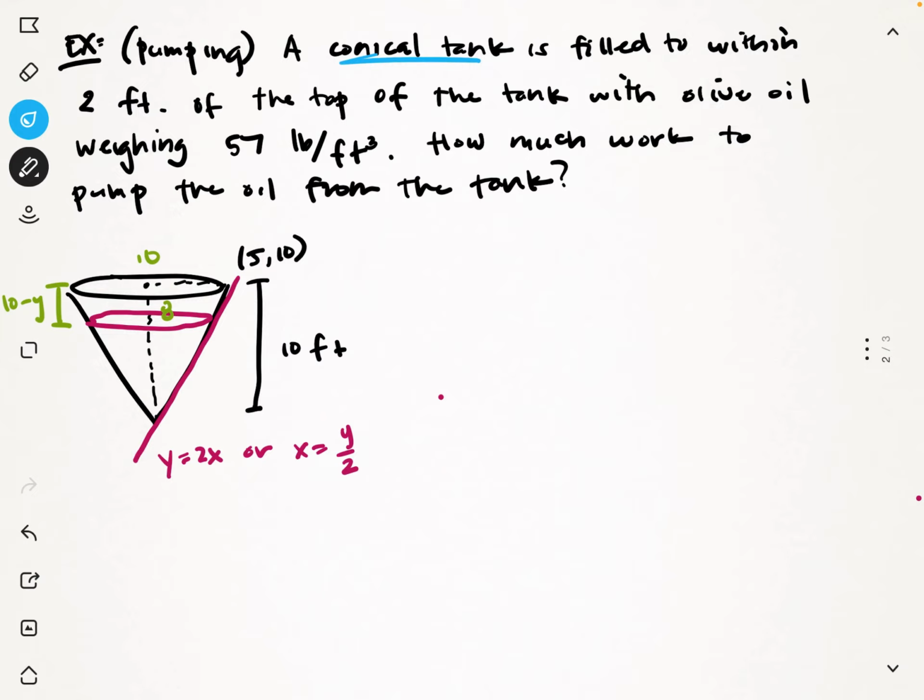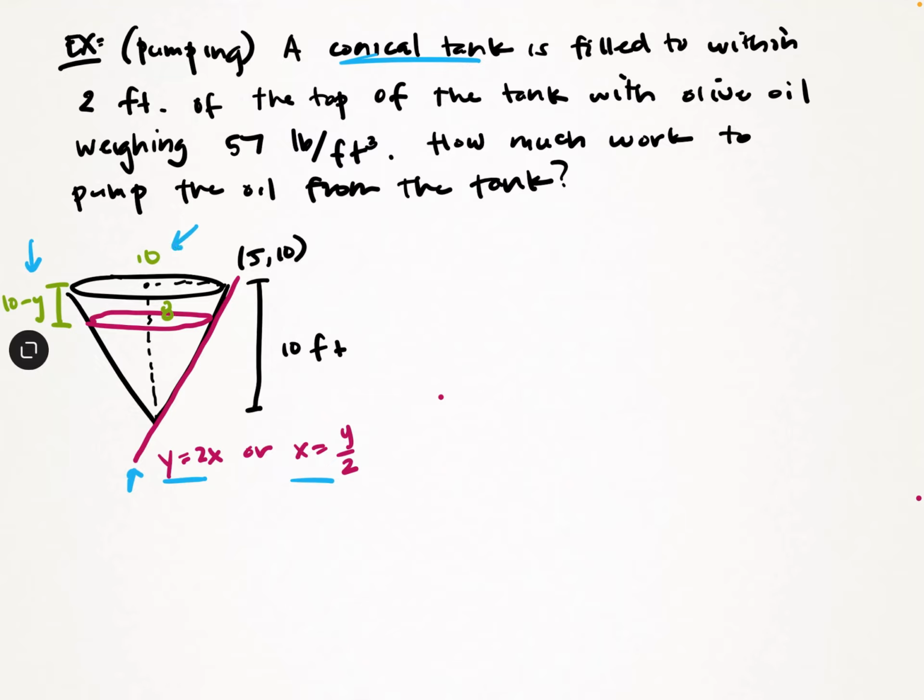Okay, so we have a diagram here. Notice that for this red line, we have 2 equations: y equals 2x, or x equals y over 2. We also have 10 minus y, which represents the height of our oil. We also show that the tank is 10 feet high, but the oil is only up to the 8-foot mark to start with. So we're trying to pump it all the way down to the bottom.